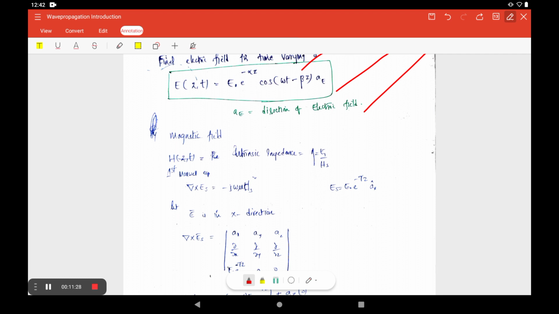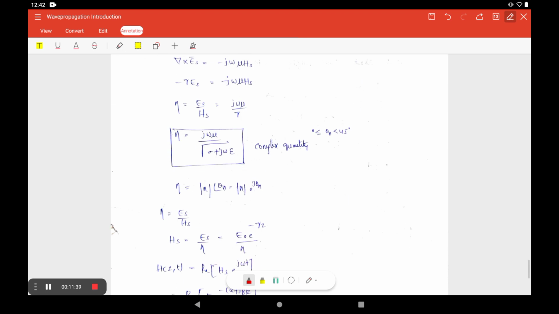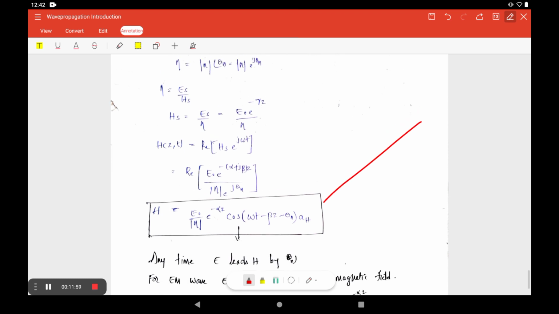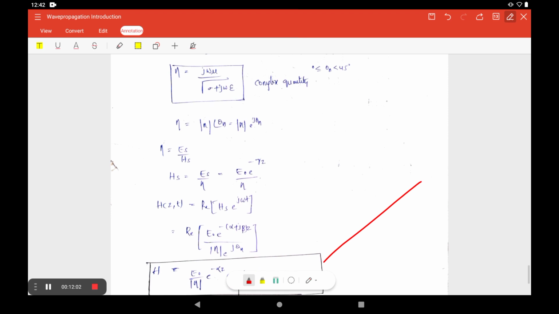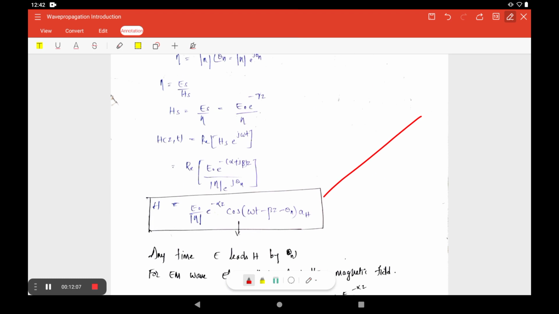At the same time, from Maxwell's magnetic field equations, del cross Es is equal to 0. By applying del cross H, you will get solutions like this. After simplifications, these are some mathematical analysis, and you will get the magnetic field equation. Simply, the magnetic field equation can be obtained by dividing the electric field equation by the intrinsic impedance eta. Therefore, H is E naught divided by eta, into e power minus alpha z into cos of omega t minus beta z minus theta n, where theta n is the angle between the corresponding electric field and magnetic field. That intrinsic angle is equal to 45 degrees, and it can be represented in this equation as theta n.